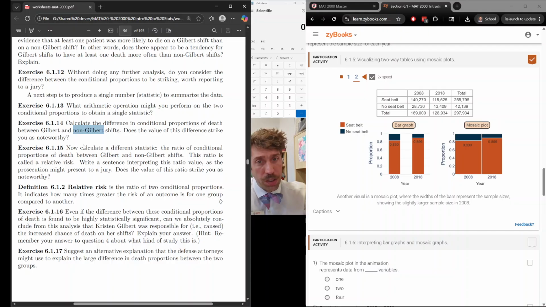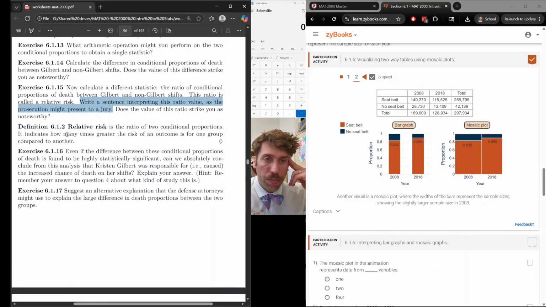Now calculate a different statistic, the ratio of conditional proportions of death between Gilbert and non-Gilbert shifts. This ratio is called a relative risk. You can calculate it and then write a sentence interpreting the ratio value, as the prosecution might present to a jury. Does the value of this ratio strike you as noteworthy? Again, imagine you're trying to prosecute this nurse, and you want to use this number. What does the number mean? How did it come about? How could you use it in a sentence that a jury would understand?